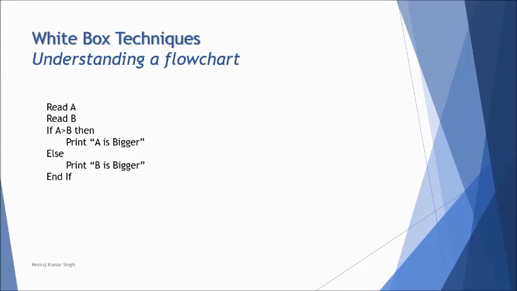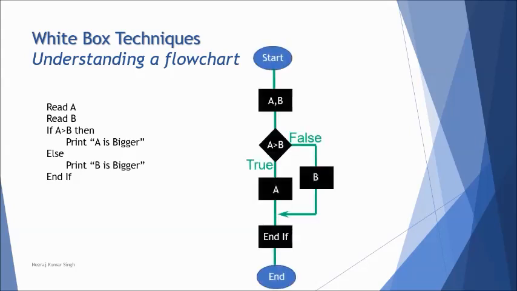For example, here I've got read A, read B. If A is greater than B, then print A is bigger, else print B is bigger, and end if. Generally, to derive the number of test cases, or I can say the minimum number of test cases, you have to convert this program into a flowchart. For that, we can draw something like this, where you can see it starts from the start point and has two variables to be read. Then we have a condition with two outcomes, one true and one false. True leads to print A, false leads to print B, and then end if, and then the end of the program.